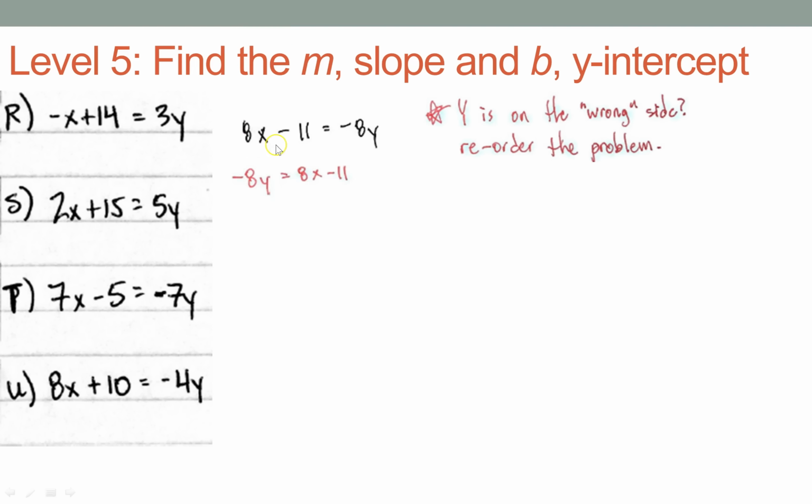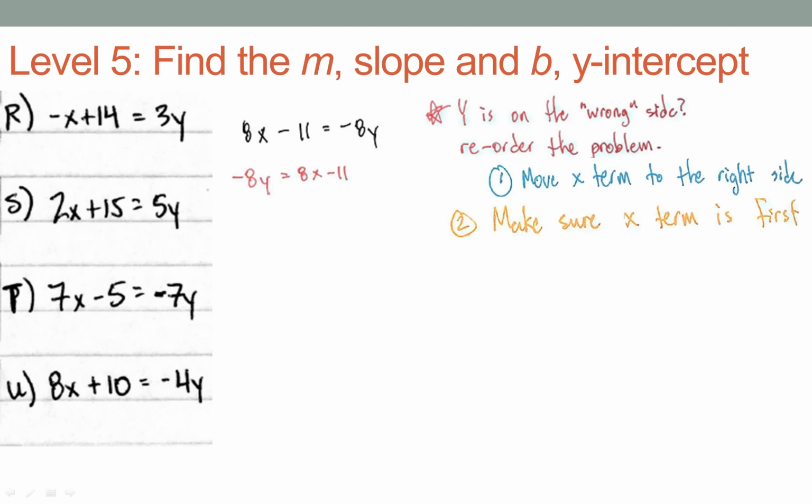Check it out. 8x minus 11 didn't change. I just made the negative 8y in front. Sweet. Okay, so the x term is on the right side. Okay, make sure the x term is first. It is. Okay. But the y has a negative sign in front. So I'm going to divide everything by negative 1. That's going to change the sign of each term. So instead of negative 8y, I have 8y. Instead of positive 8x, I have negative 8x. Instead of negative 11, I have positive 11.